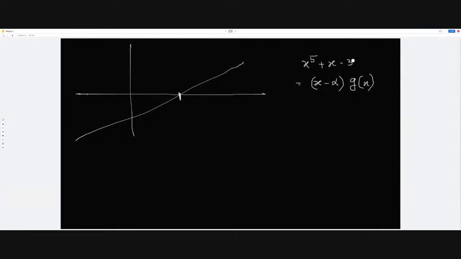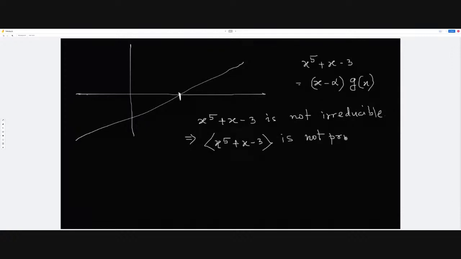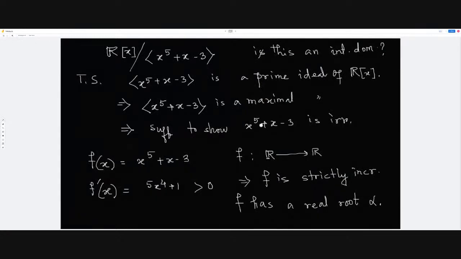The moment you write it like this, you have actually proved that x to the power 5 plus x minus 3 is not irreducible, which implies the ideal generated by it is not prime. Thus you find a contradiction here.